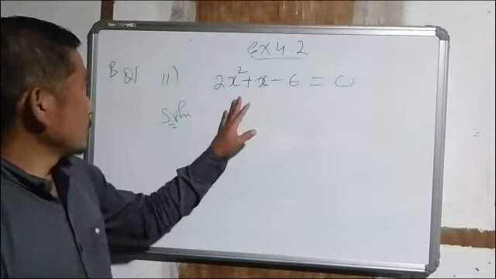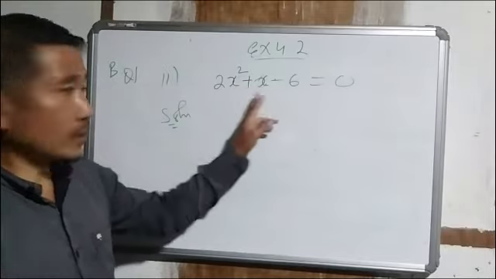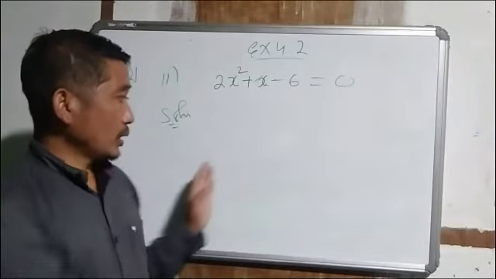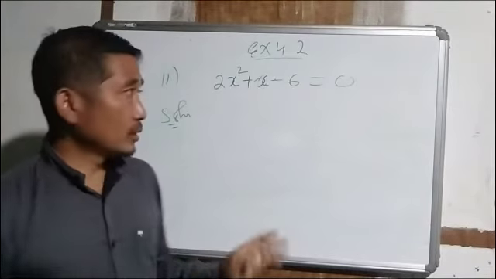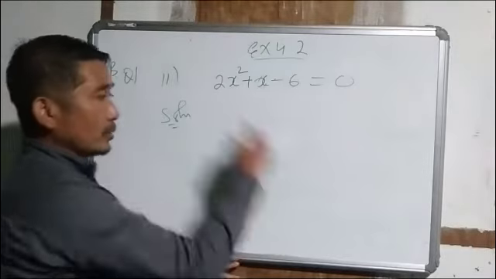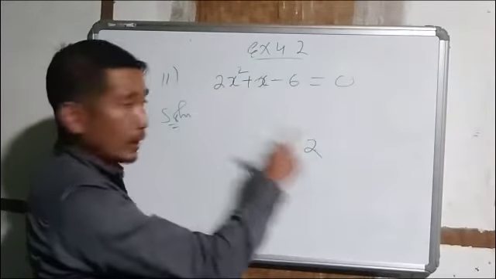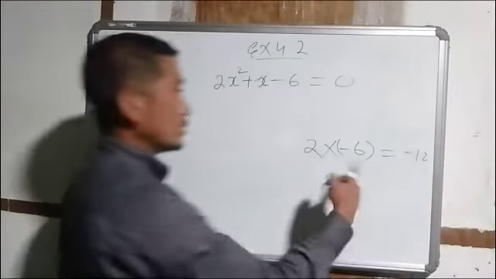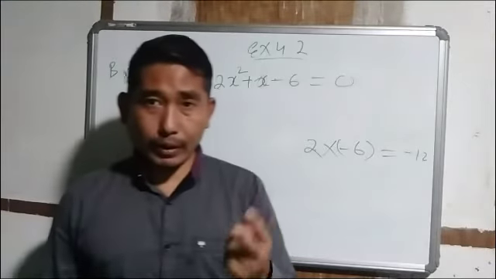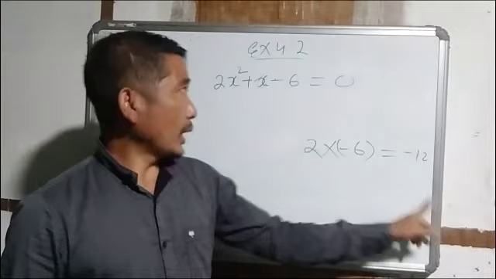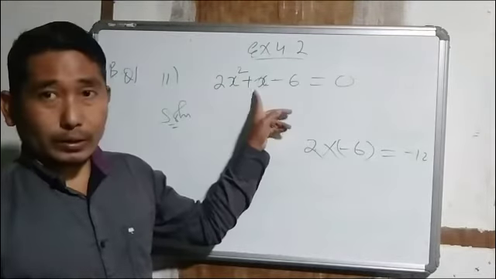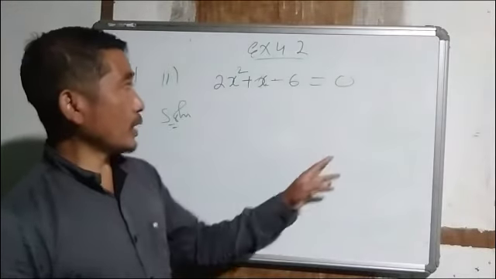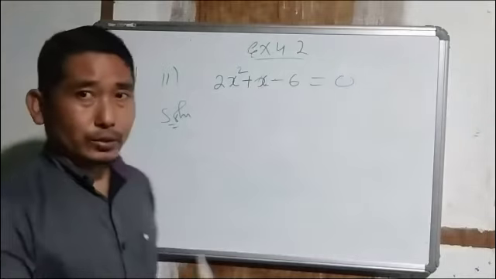Question number 2. The question is 2x squared plus x minus 6 equals 0. Like the previous question, we have to factorize and then get the value for x. So to factorize, let's multiply the coefficient of x squared, which is 2, with the constant minus 6, and we have the answer minus 12. So search for two numbers which, when multiplied, give minus 12, and when subtracted, give 1. The two numbers are 4 and 3.